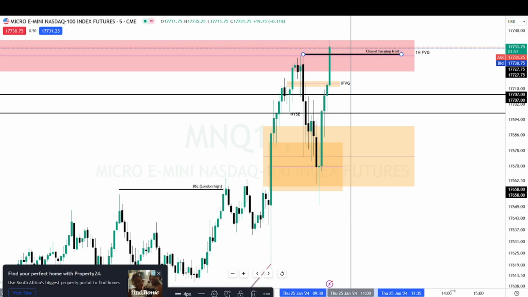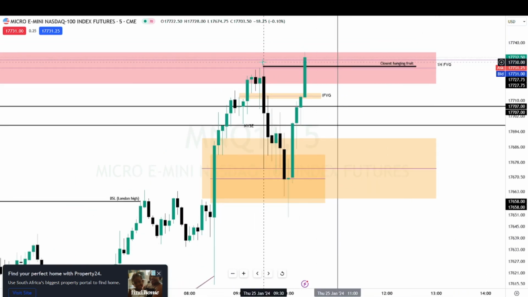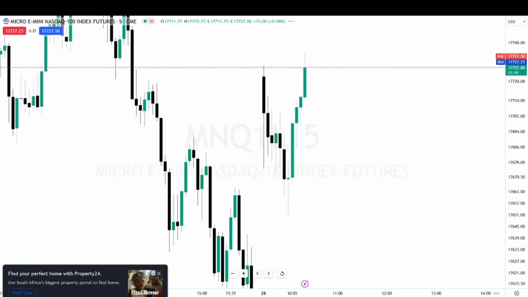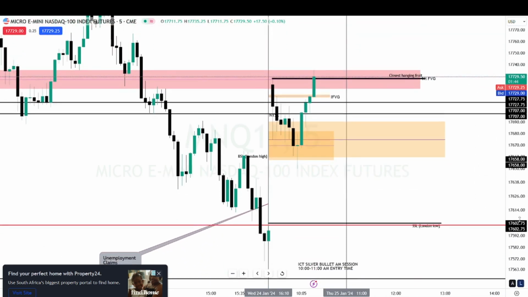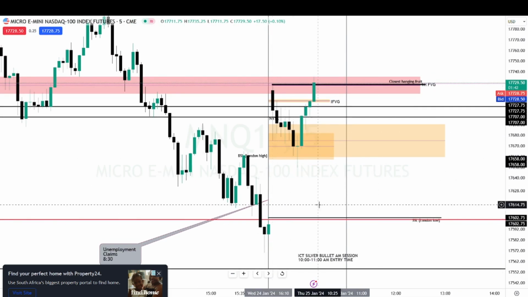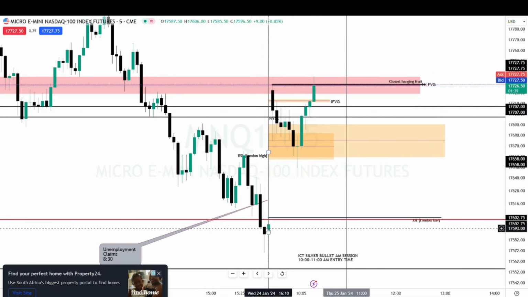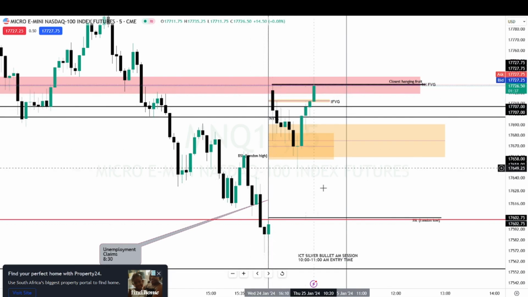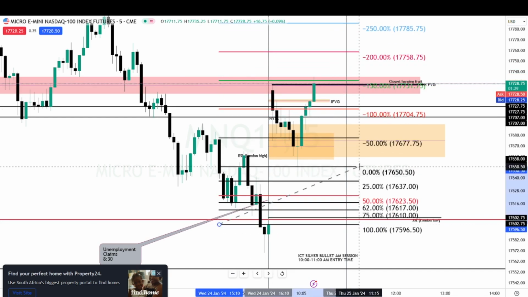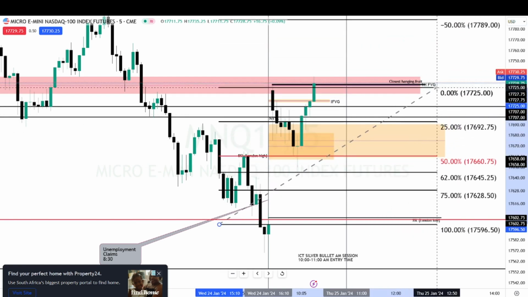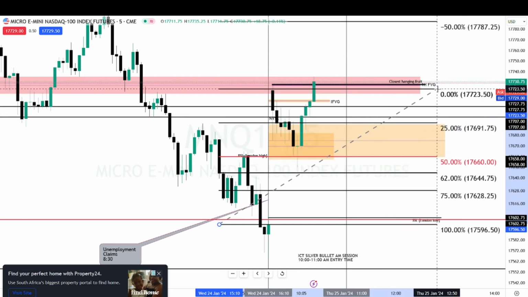This is our closest hanging fruit. You can see we had a draw on liquidity right there. So we're going to check out this gap. This is the close and this is the open. I just want to verify my facts, guys. Then we went for 50% right there.